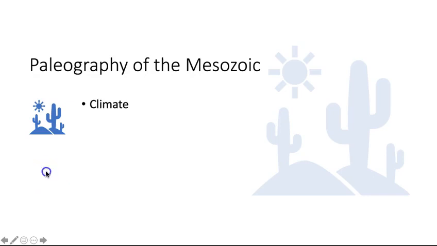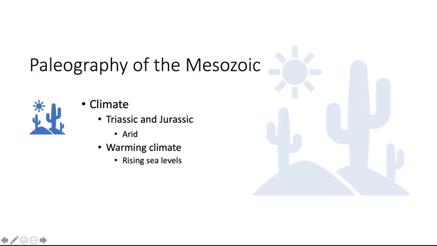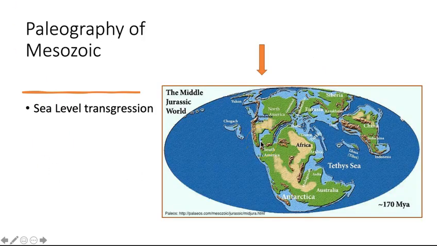During most of the Triassic and Jurassic, the climate of North America was arid. The warming climate continued through the Cretaceous, which was accompanied by rising sea levels. During the mid to late Jurassic, the transgressing seas led to the partial flooding of North America, forming the shallow Sundance Sea. By the late Cretaceous, most of the American Midwest was flooded by the ocean.